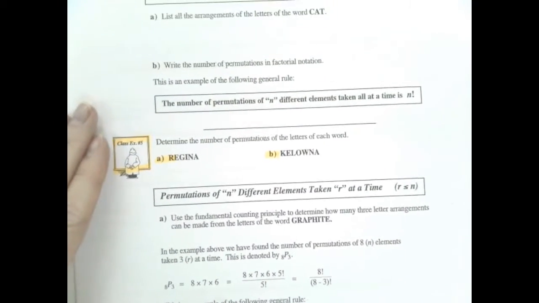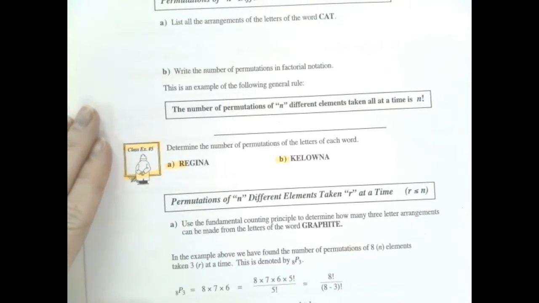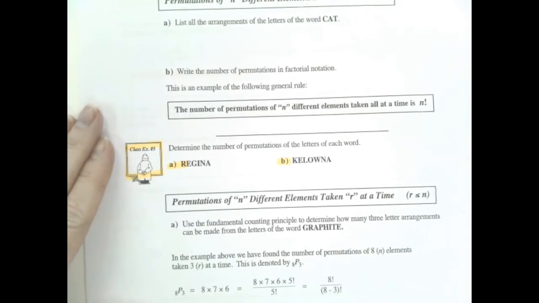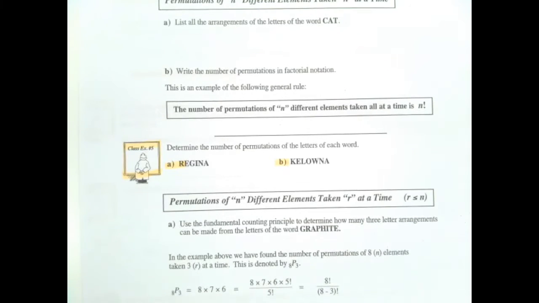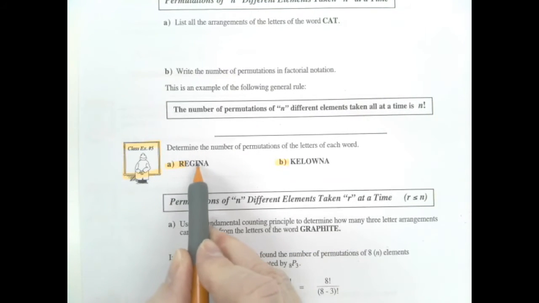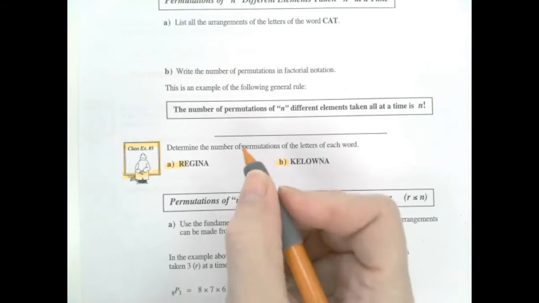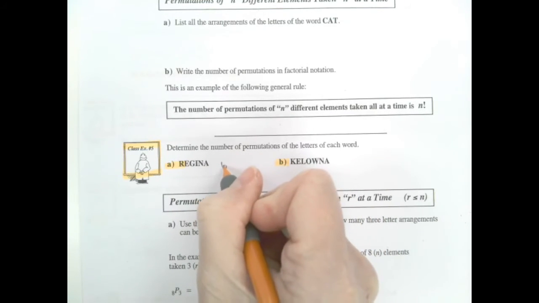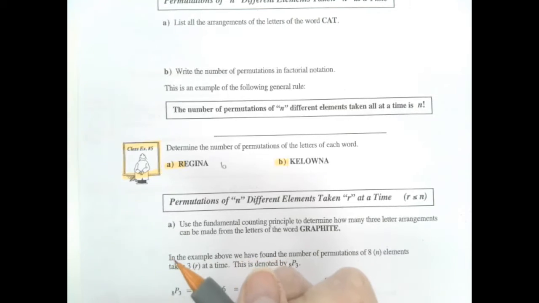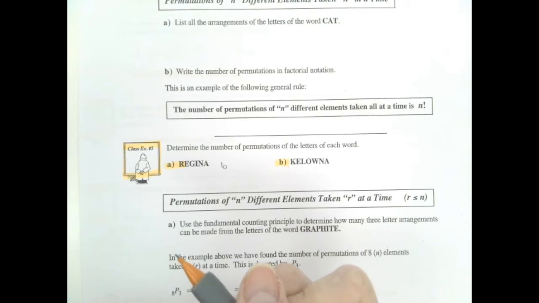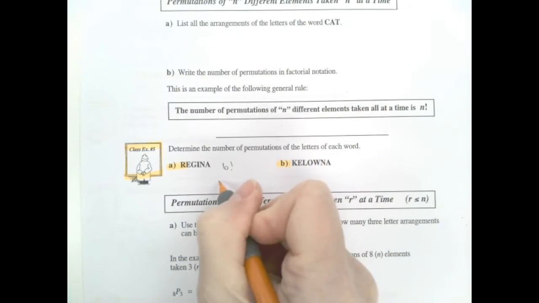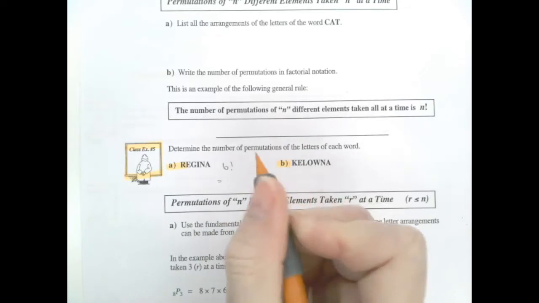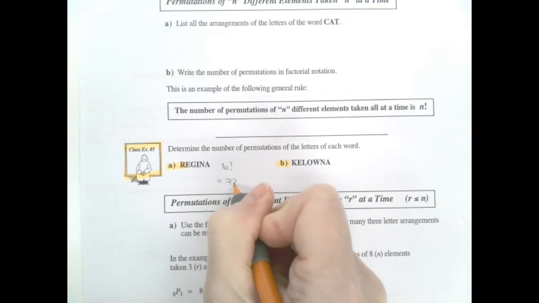Next page. So determine the number of permutations of the letters in each word. So if I have Regina, 1, 2, 3, 4, 5, 6 letters total, so I will have 6 letters to pick from for the first, then 5, then 4, then 3, then 2, then 1, so 6 factorial, which if I put on my calculator, I will find that it's 720.